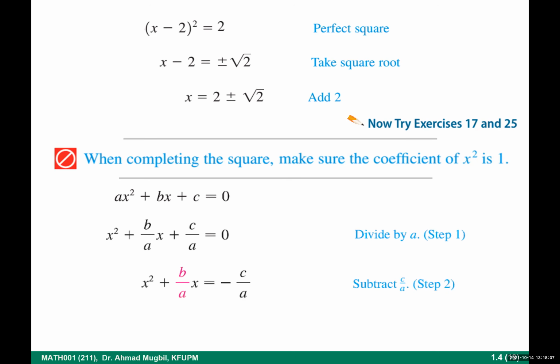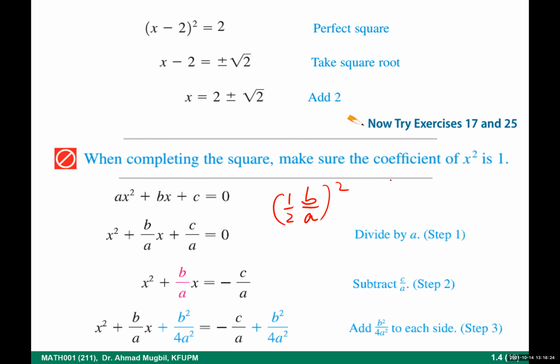Step number 3. What is the coefficient of x? b over a. What is half of b over a? Multiply by a half, and square it: b squared over 4a squared. So you will add this to both sides. Next, simplify this and combine the terms here.